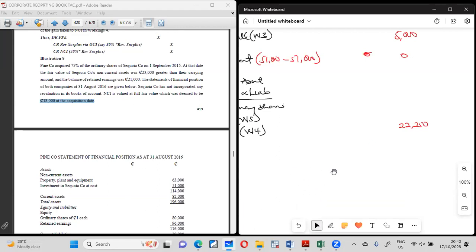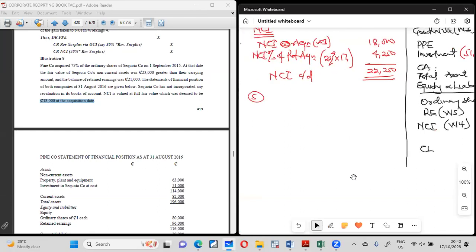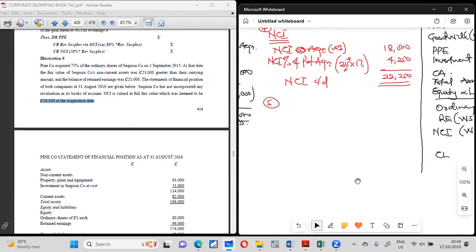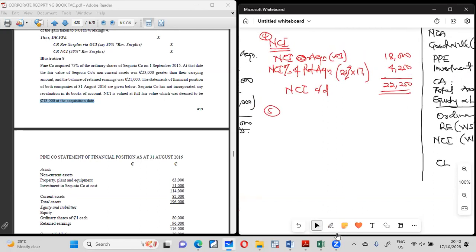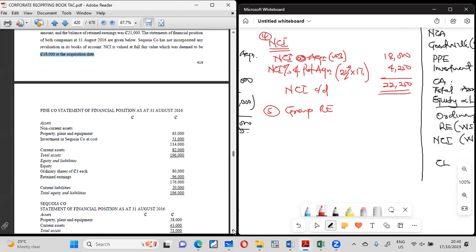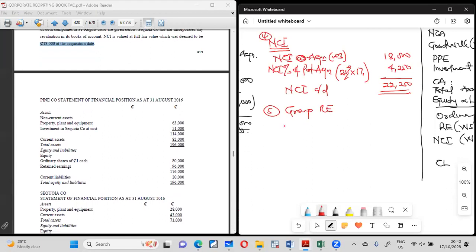Then let's go to our last workings, workings 5. Then we fill in everything. I'll show you the balance sheet when we go line by line item. So we do group retained earnings. What do you start with? Start with the parent, which is the full 100%. This is the parent financial statement. It's 96,000. Okay. So that is what we have, 96,000.